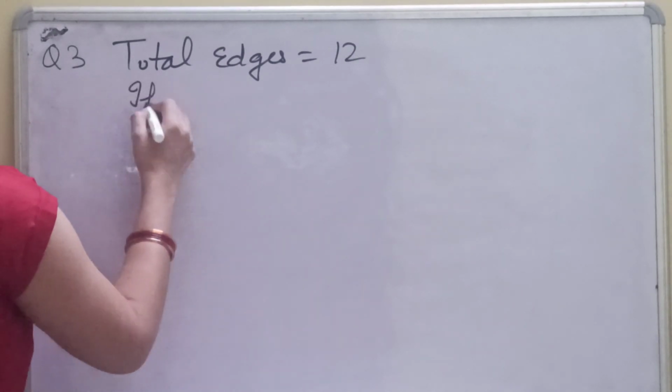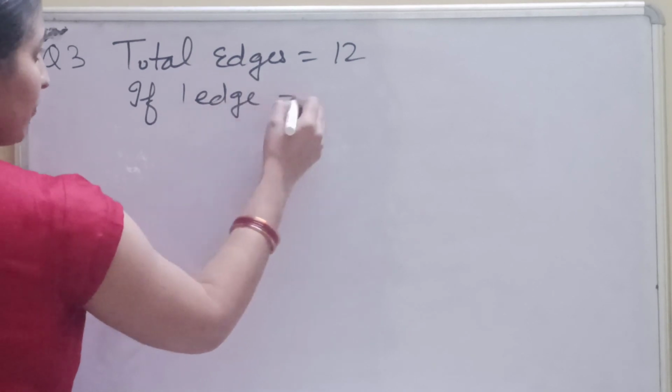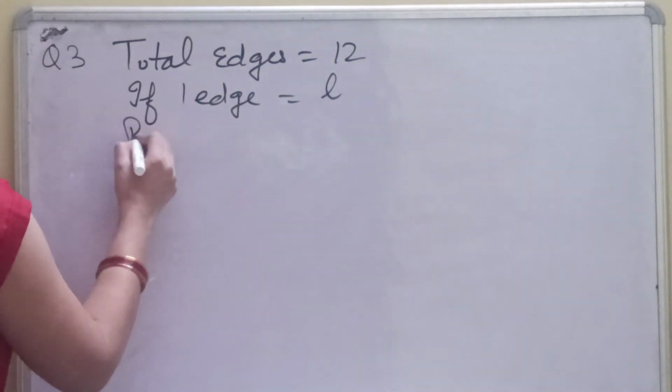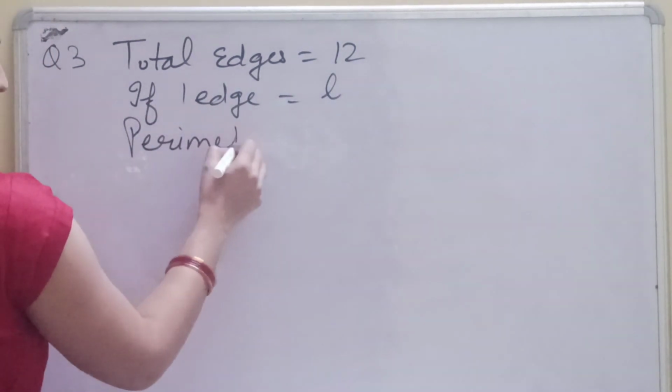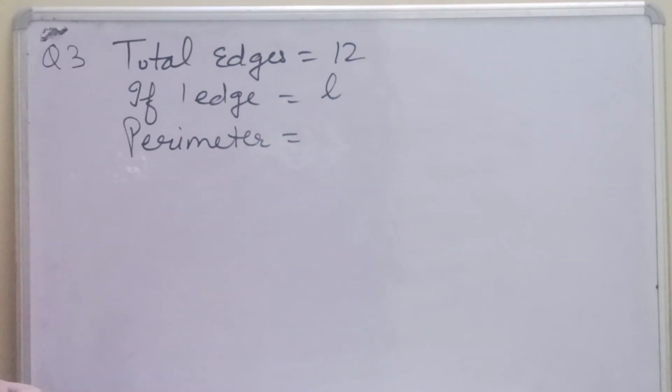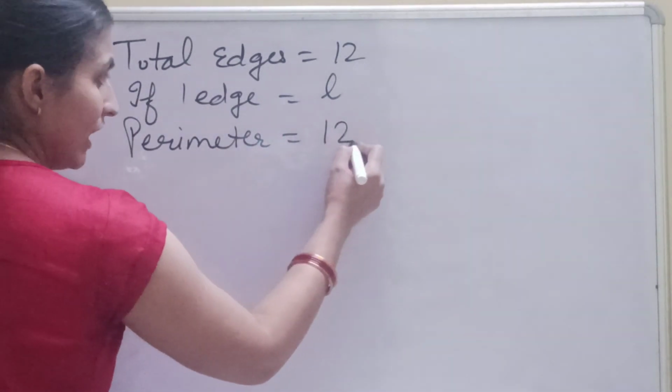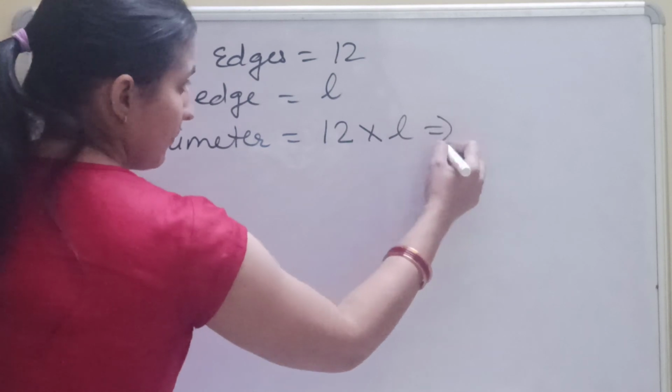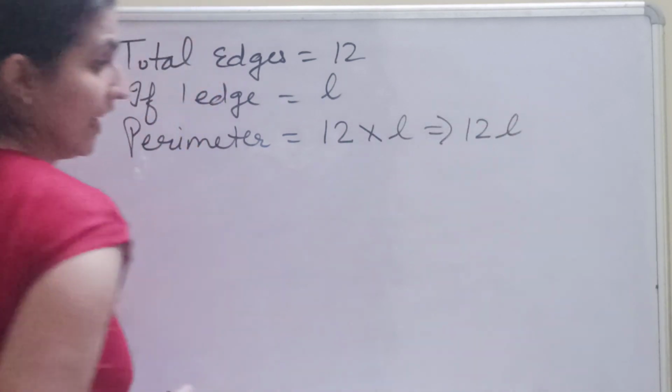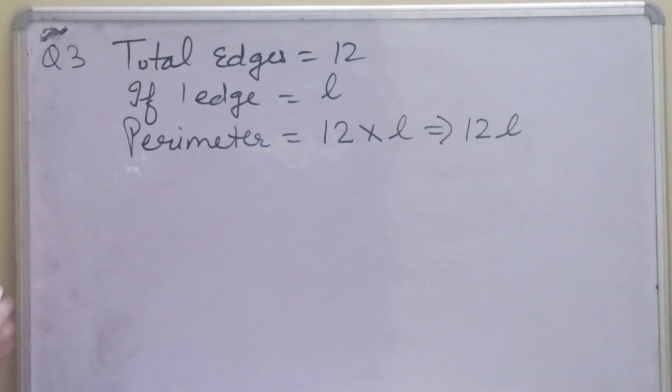If one edge length is given L, then what is the perimeter? Perimeter means we have to add all, and there are 12 equal. So 12 into L, 12L should be the perimeter. So this way you can do your question number 3.